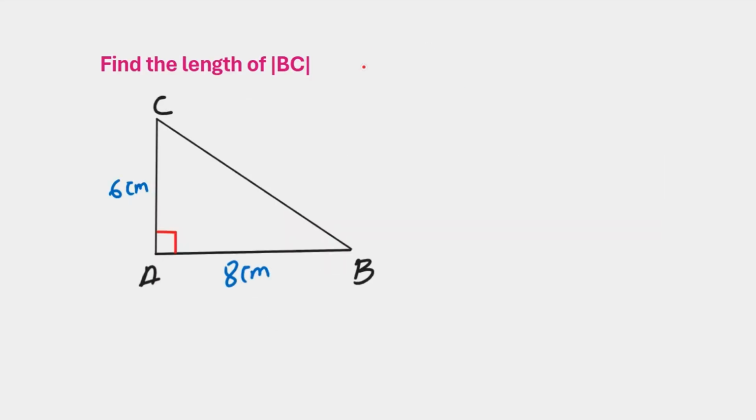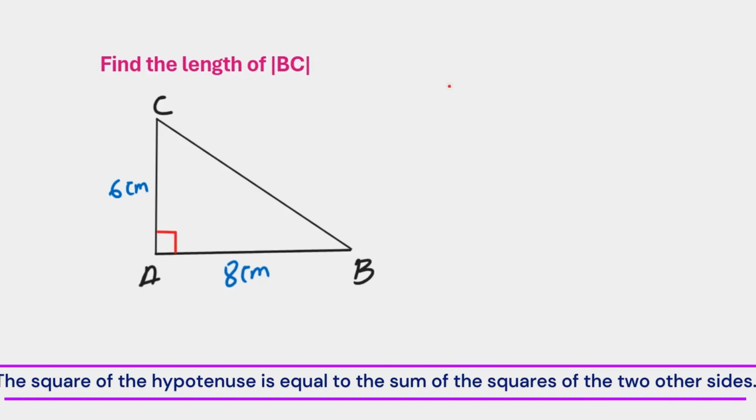Okay, so now that we know the Pythagoras theorem, let's use it to solve this question. How do we use the Pythagoras theorem to find the length of BC? BC is the hypotenuse, and that is the side that faces the 90 degrees. Remember that the hypotenuse always faces the 90 degrees. And according to the Pythagoras theorem, the square of the hypotenuse, so in this case, the hypotenuse is BC.